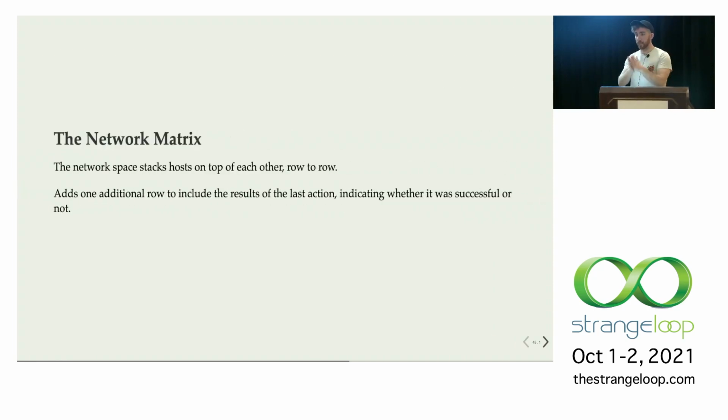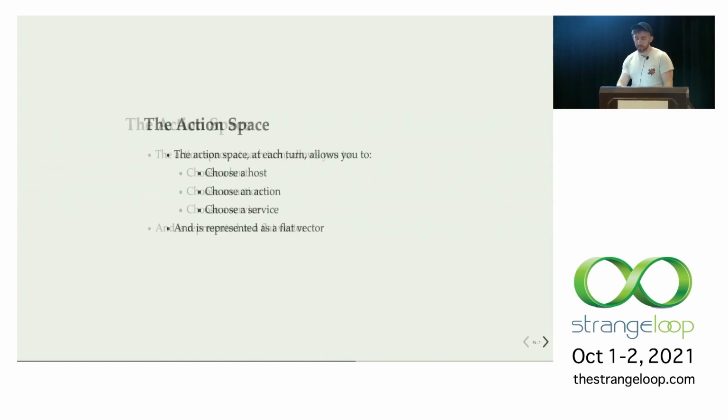And that's for one vector, right? That's one host. So how do we make a network matrix? Well, you start with the host vector, and then you put another host vector, and then you stack those up, so you got a network matrix. And then we'll throw one additional row on the bottom, and that will give the results of the last action, whether you were successful or not. That's just going to give the agent a little more information as to like, hey, you did the right thing, you did the wrong thing.